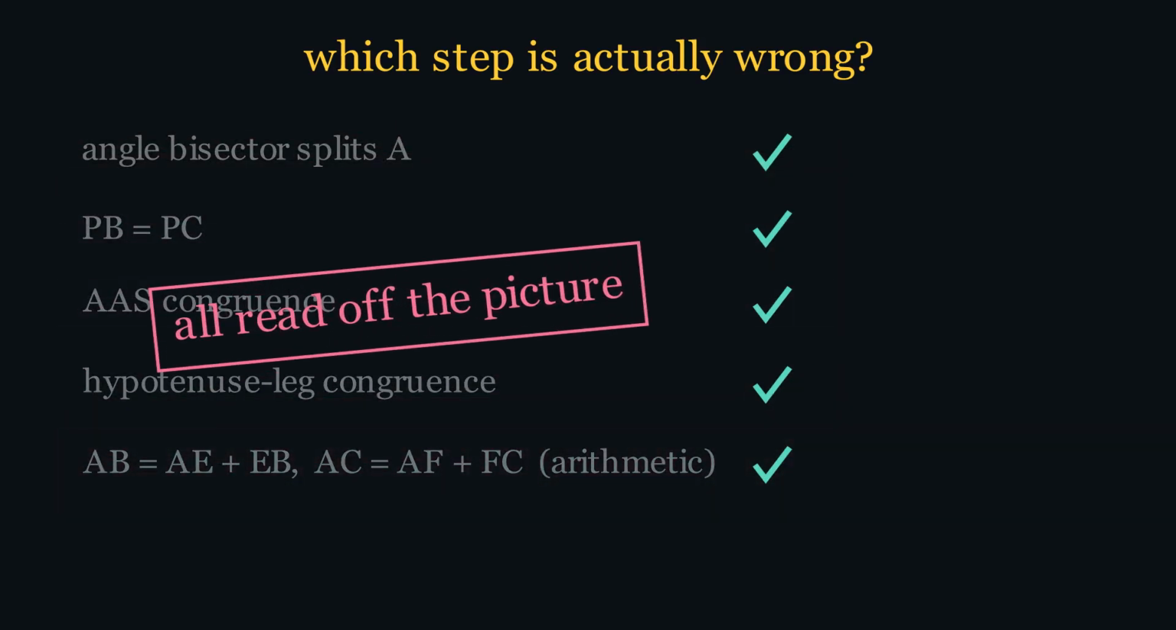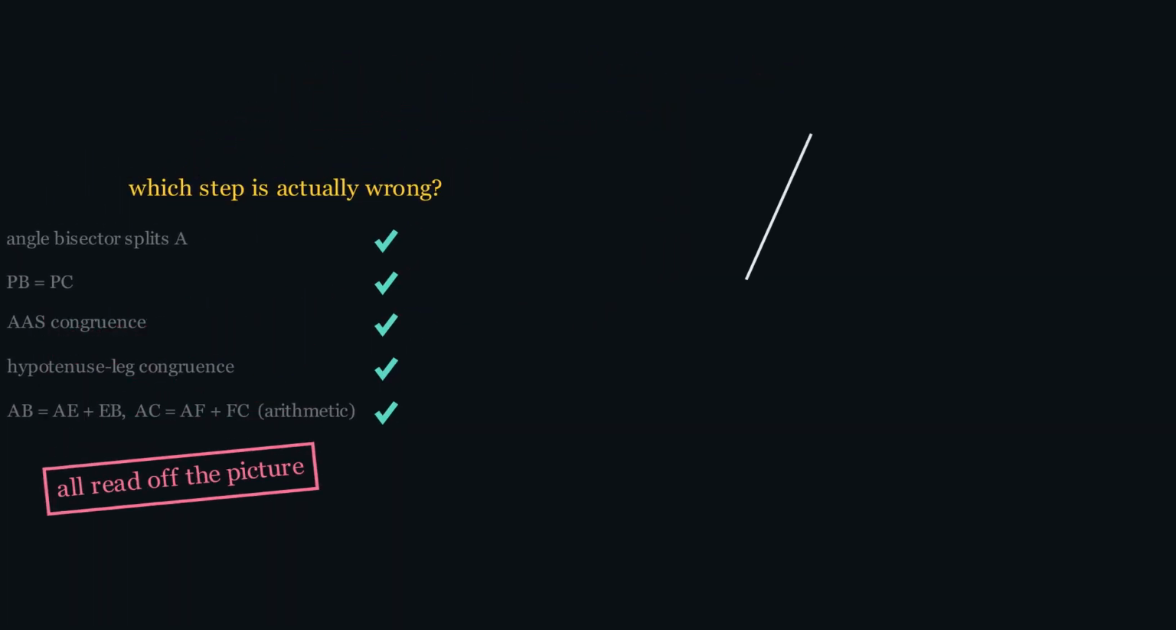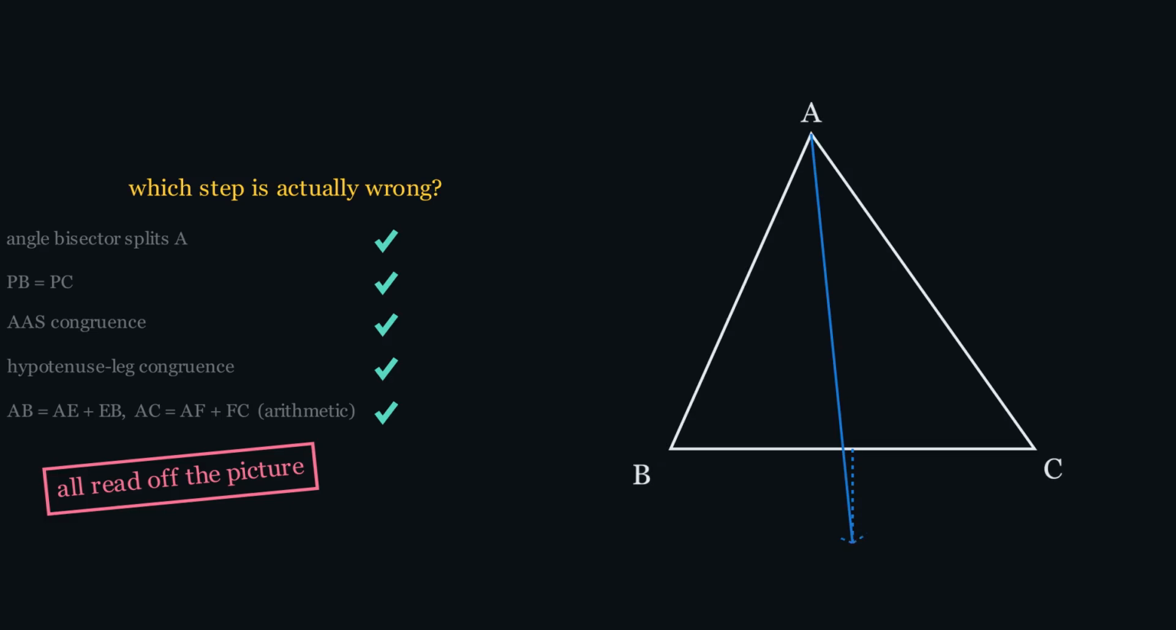Here's the tell, and it's a big one. Every single thing we did by reading it off the picture. Where's P? Down inside the triangle. The picture says, where's E? On the side.